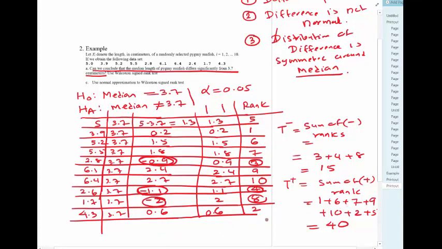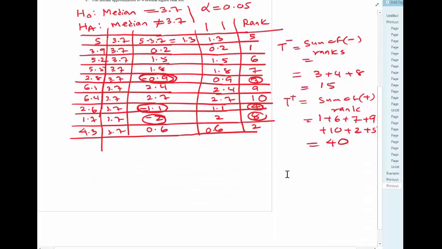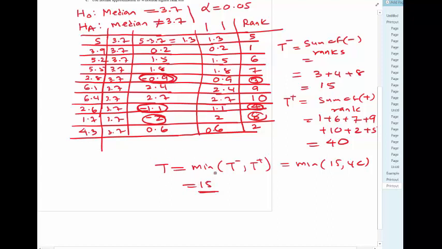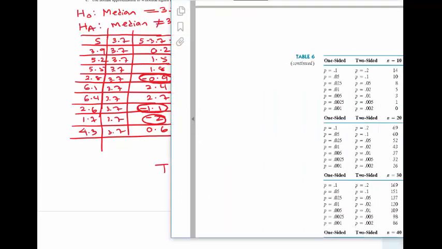So then you calculate the test statistic. What is the test statistic? If you read the slide, it says the test statistic is going to be the minimum of these two quantities, T minus and T plus. So that is the minimum of 15 and 40. That's going to be 15. 15 is the smaller number. Okay, so now you have the test statistic. Now this one is not associated with any kind of distribution. So how do you calculate the critical values? You have to use the tables provided with the textbook. So here is the table.